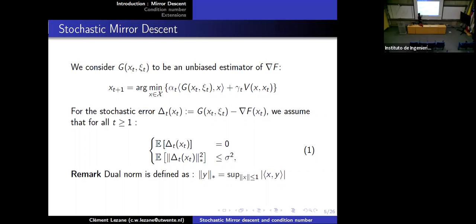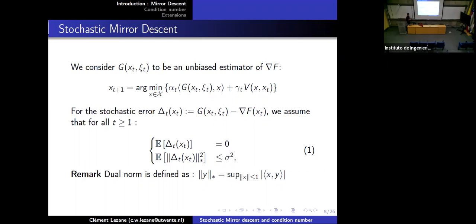So what's the dual norm? The dual norm is defined this way. When you have a norm, then you consider the scalar product, and you can always derive a dual norm. And we have to suppose that that dual norm has a finite variance. So these are linked. If you want to do something stochastic, these are the usual assumptions we need to prove the convergence.